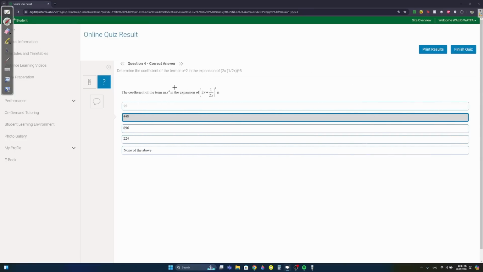Question 4. The coefficient of the term in x to the power 4 is what? When do you use the rule n minus 2k equals power, right? I gave this to you in the CA.